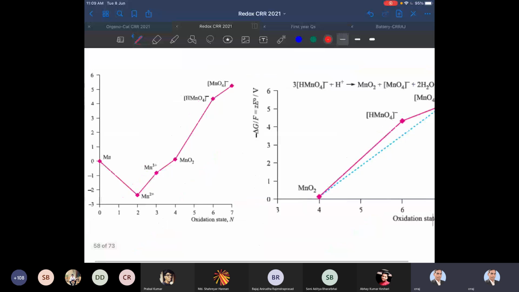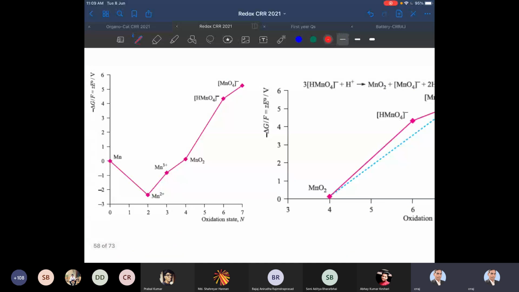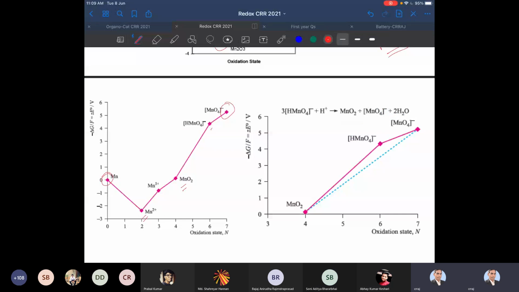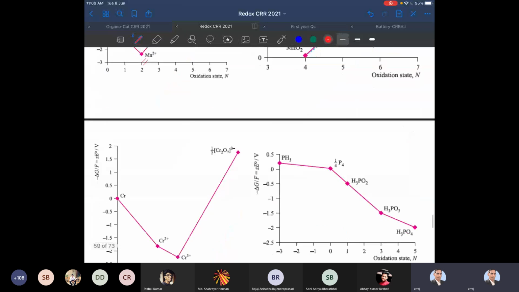I have put it in a different way: MnO4 minus, HMnO4 minus, MnO2, and Mn2 plus, and then Mn is somewhere here. I have enlarged that: MnO2, HMnO4 minus, MnO4 minus. Which reaction does this describe? Disproportionation reaction. I'm hearing from the same students; others should also respond.